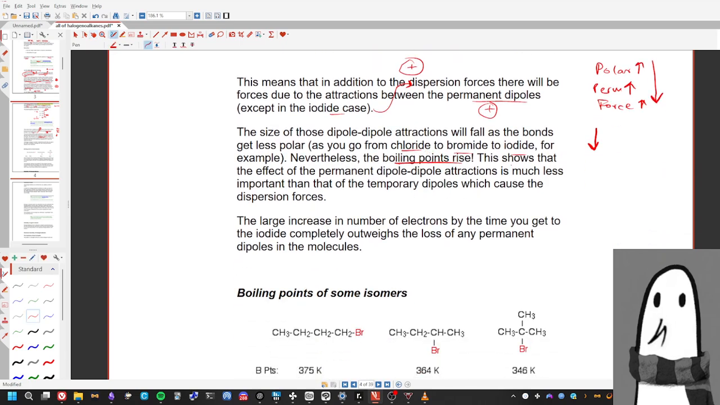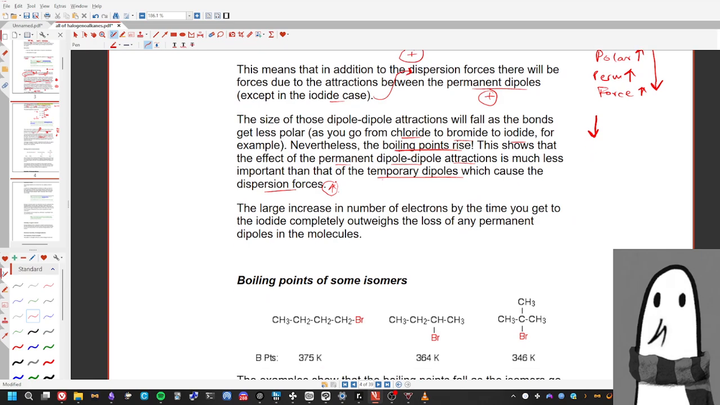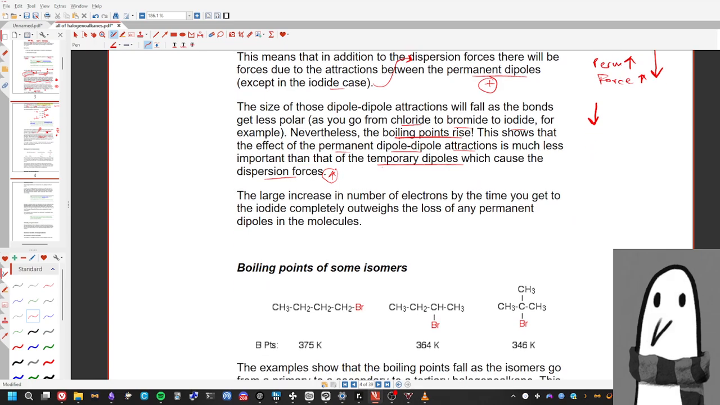and the only explanation for this will obviously be that although the permanent dipole attractions are decreasing, they are not as important as the temporary dipoles caused by dispersion forces. The dispersion forces are just that much stronger or that much more important to the haloalkanes' strength, like the strength of the bond, how much energy it takes to break it.